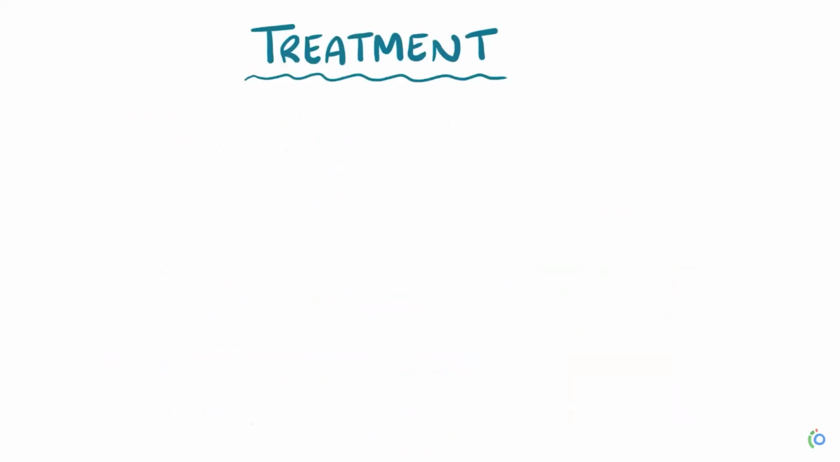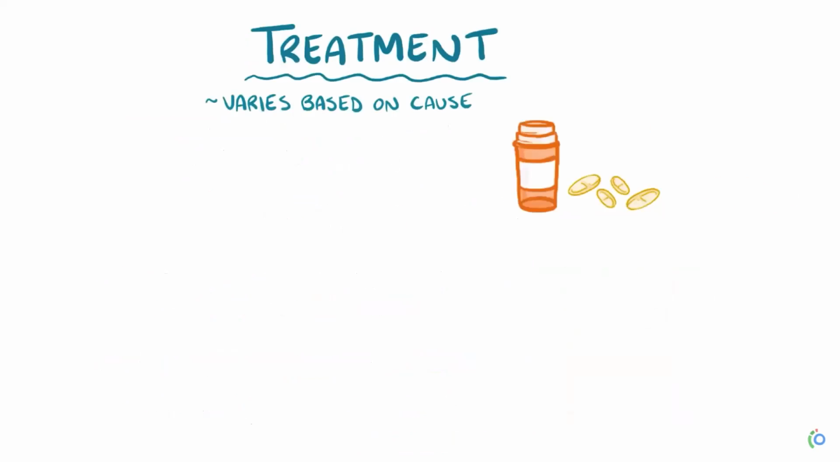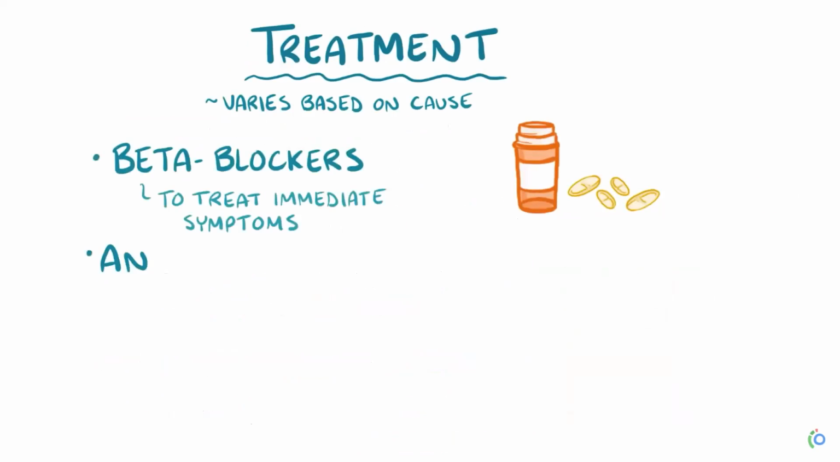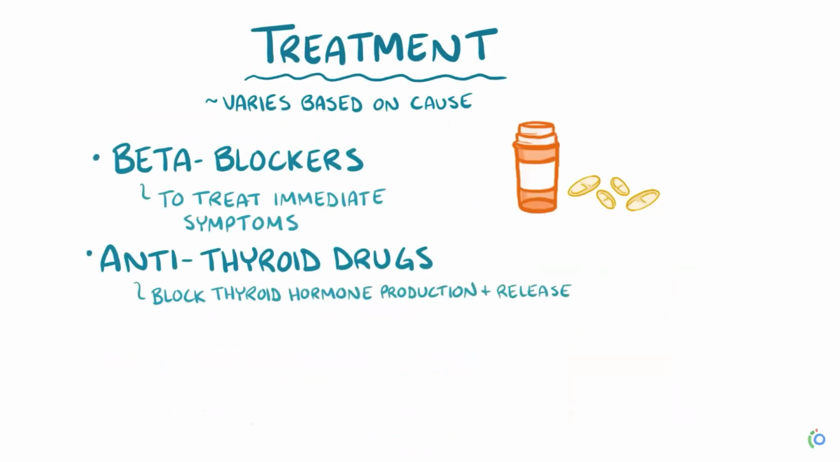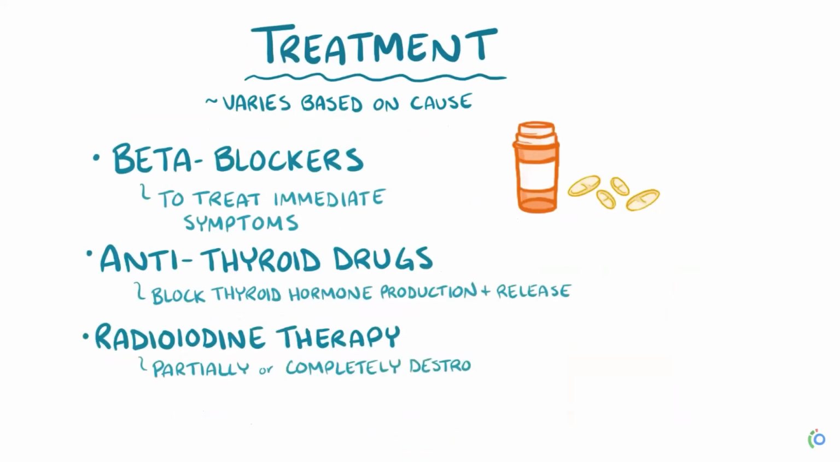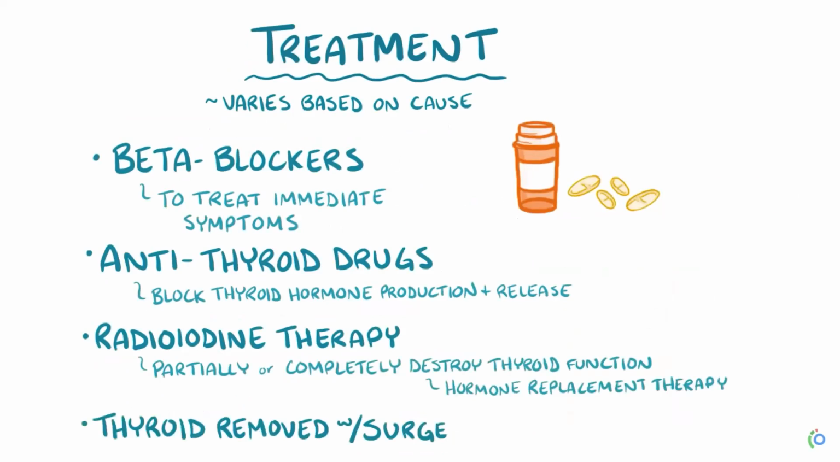Treatment varies based on the exact cause of hyperthyroidism, but generally involves drugs like beta blockers to treat the immediate symptoms and antithyroid drugs to block thyroid hormone production and release. Radioiodine therapy can be used to partially or completely destroy thyroid function, followed by replacement hormone therapy. In a few cases, the thyroid is removed with surgery.